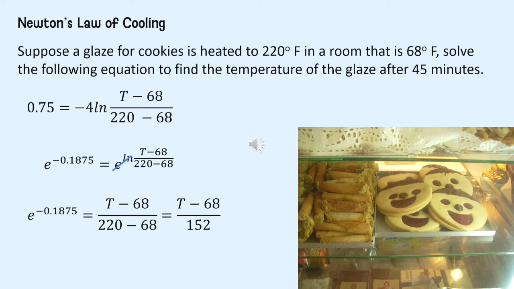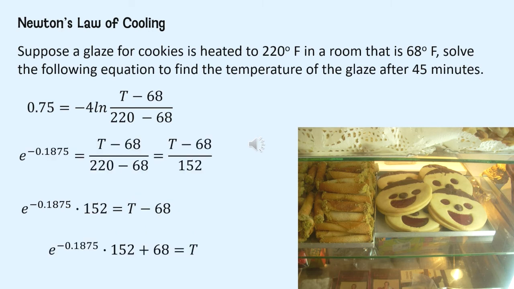So when we cancel out the log function, we end up with our input of t minus 68 being divided by 220 minus 68. 220 minus 68 is 152. So we have the constant e to the negative 0.1875 equals the variable expression t minus 68 divided by 152.